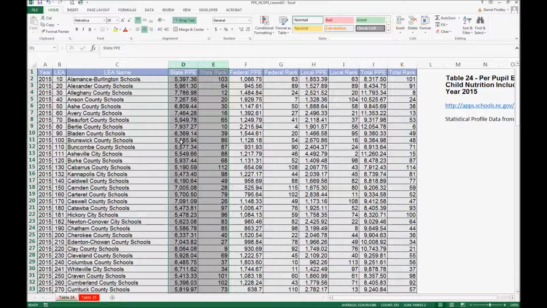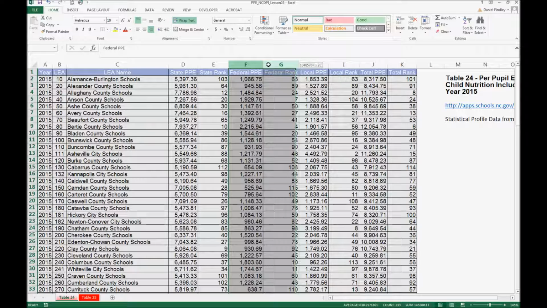So these are the monies or the funds coming from the state government, and these are on a per pupil basis. So for instance, Alamance Burlington Schools has a state per pupil expenditure. So this is on average how much money is spent per pupil of $5,397.36. The related information in column E is the rank. So this amount of expenditures at Alamance Burlington Schools ranks that school system 103rd in the state in terms of the amount spent per pupil.